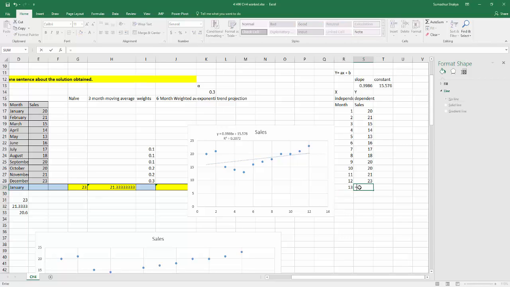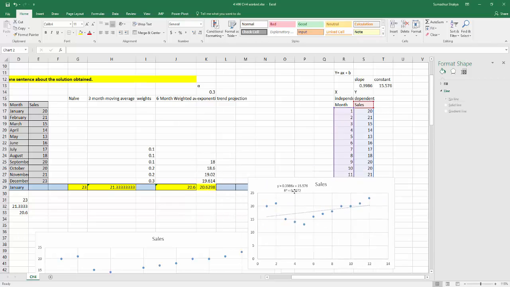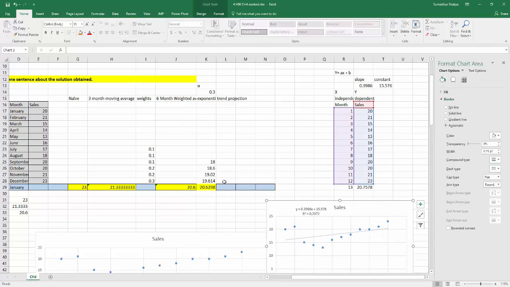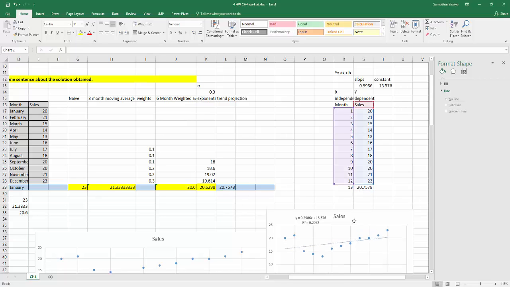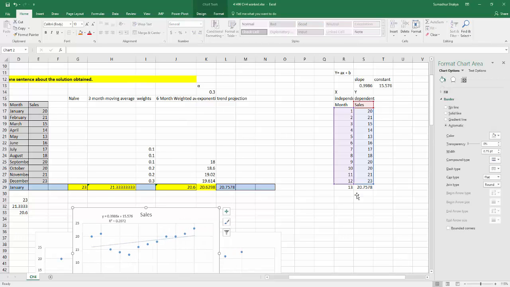Okay, so using this, if you wanted to, you can find out here in the 13th month your sales would be slope times x, which is 13th, plus constant, which is 20.7578. So using this, you can say that your January sales would be equal to 20.7578. Now theoretically, I'm going to drag and drop it here.